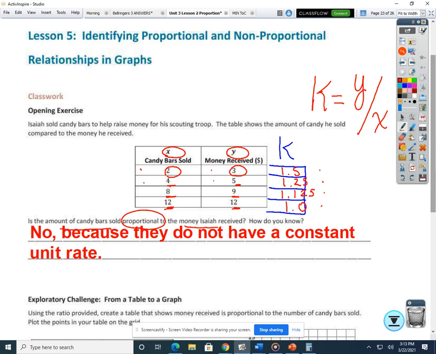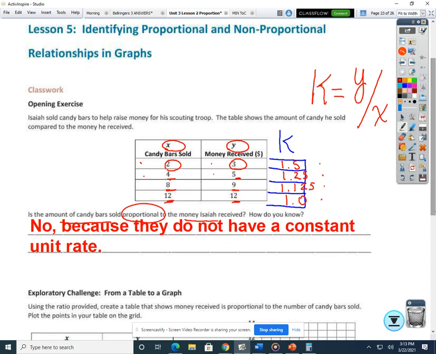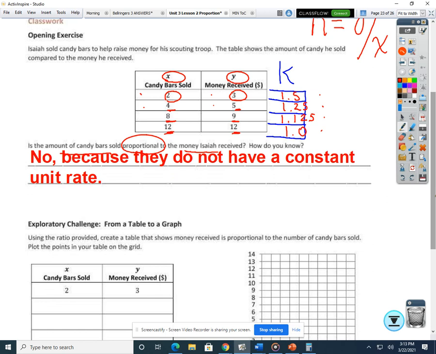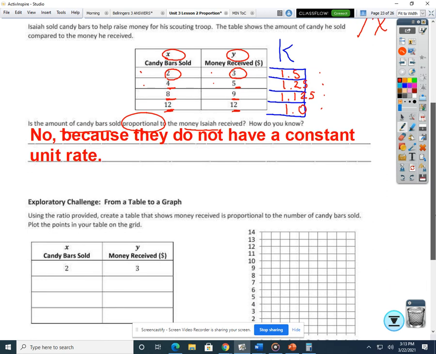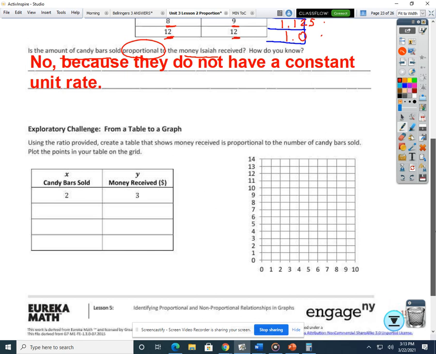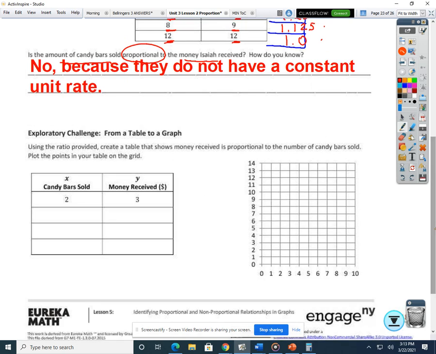Now, following on down, they're asking us to use what we know to create a table and turn that into a graph. Very similar to what we were just looking at. They want us to use our information here to create a table that does show that the money received is proportional to the number of candy bars sold. So let's start that first by looking at what we have here.